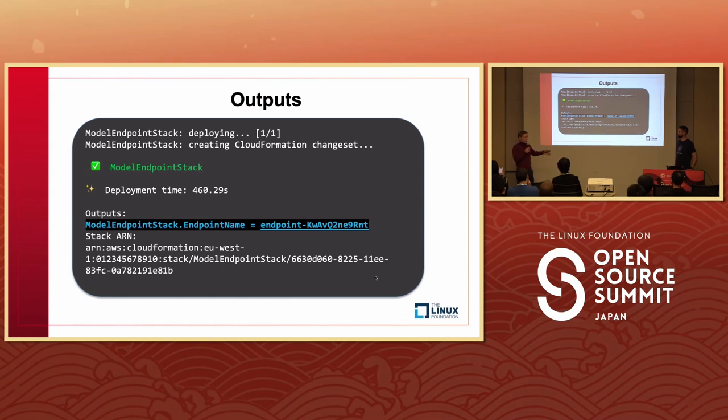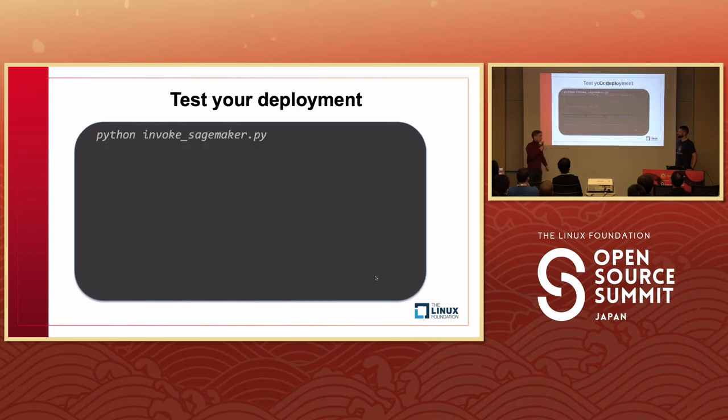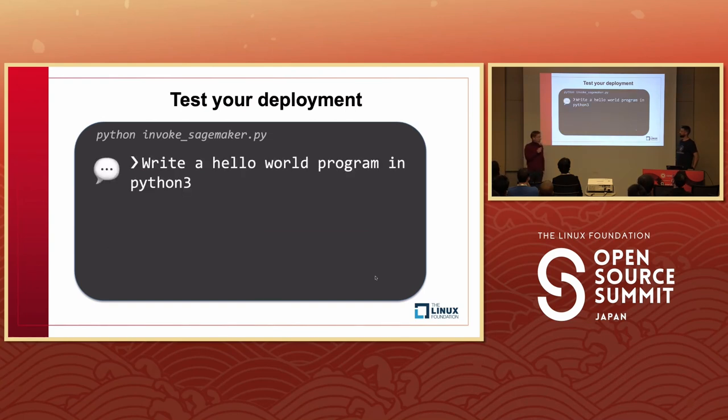So if you go to your AWS account, you will see such endpoint running. So this is how we deploy it, and then we can test it. So let's test it. There is a file in the repository called invoke SageMaker. You can run it with Python. And the example is, and that's actually the input and the output that I actually ran against this backend.